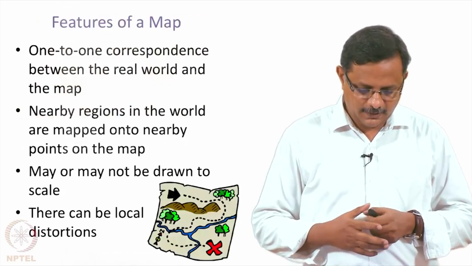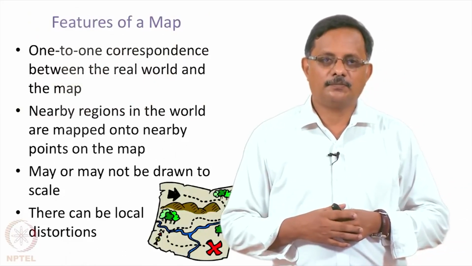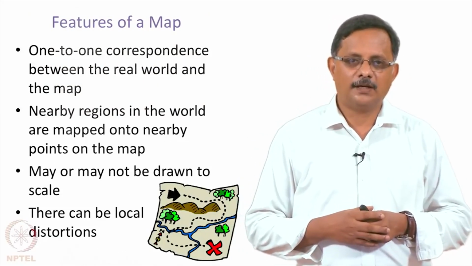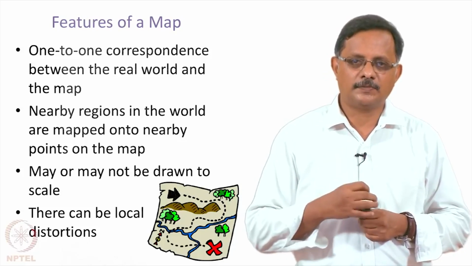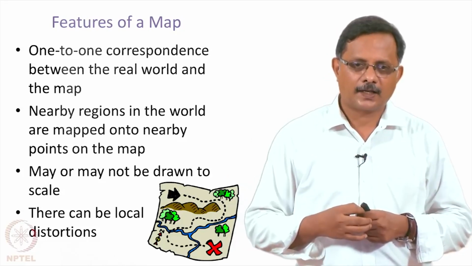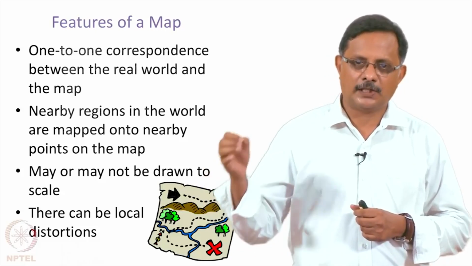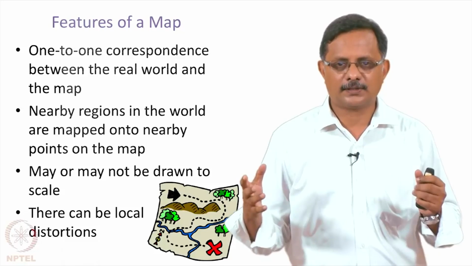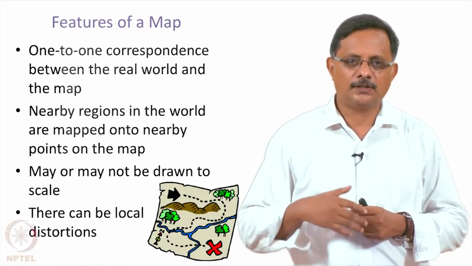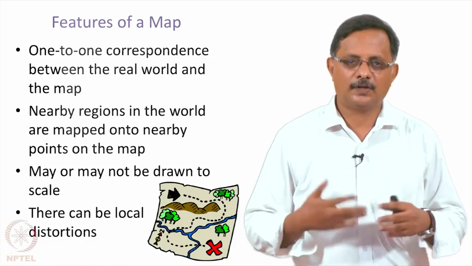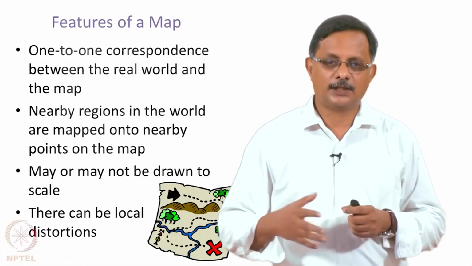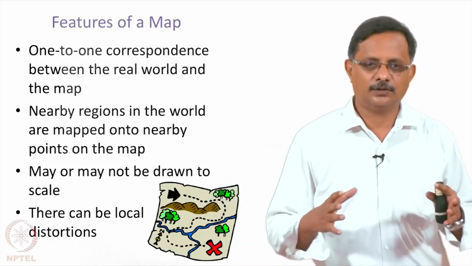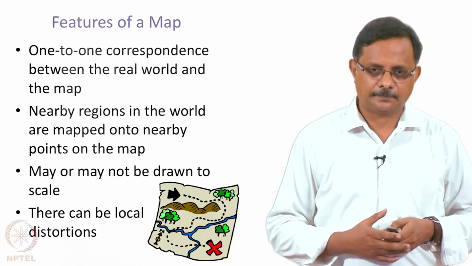So, let us talk about the features of any map. A map consists of a 1-to-1 correspondence between the real world and the map, and nearby regions in the real world are mapped onto nearby points on the map surface. A map may or may not be drawn to scale, and there can also be local distortions depending upon your emphasis. If you want to emphasize and expand certain parts, then you will introduce a local distortion.